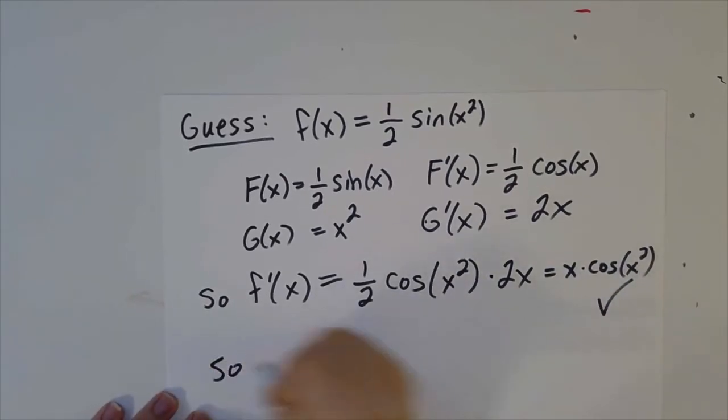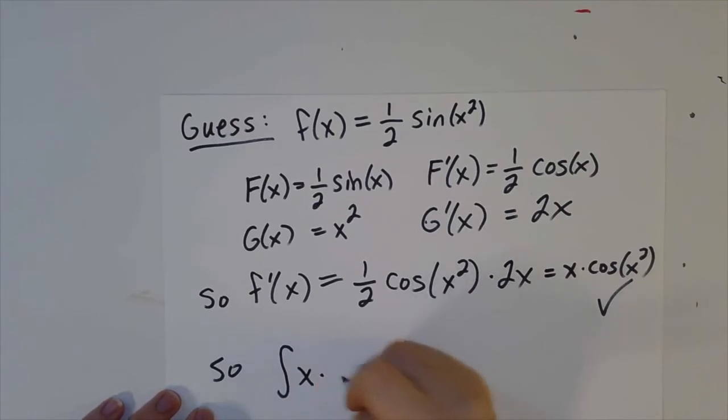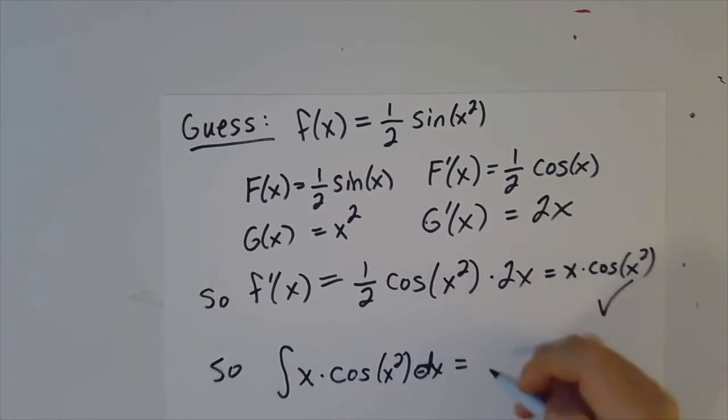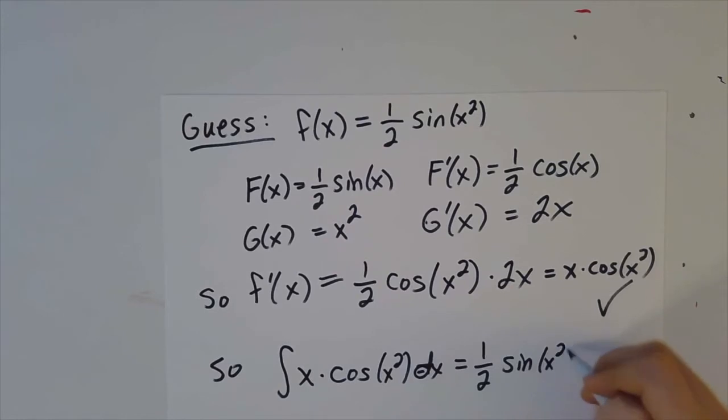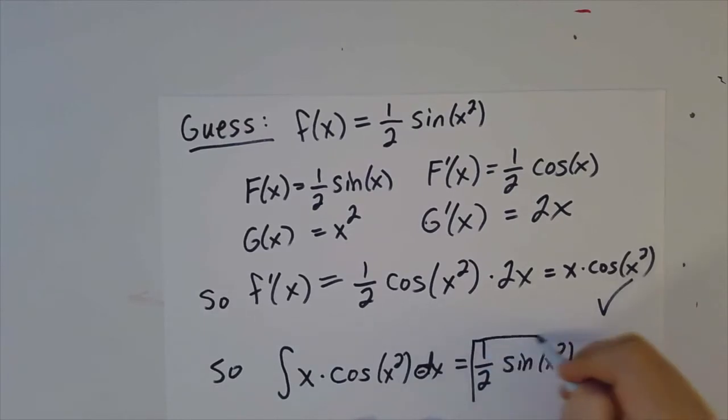And so our conclusion here is that the integral of x times the cosine of x squared dx is exactly 1/2 of sine of x squared plus c. Okay, that is the answer we're looking for.